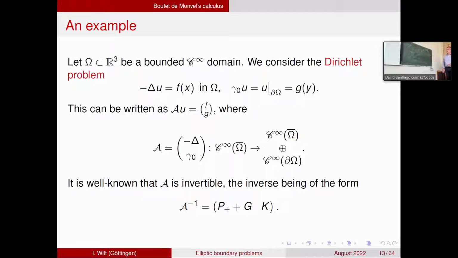And then it's well known that this operator is invertible, and of course its inverse is a row, since the operator is a column. Here K is the solution operator if f is 0 and you only have the g. And this entry on the left is the solution operator if g is 0. For us it is the most interesting part. It is of the form P plus G. And what are P plus and G?